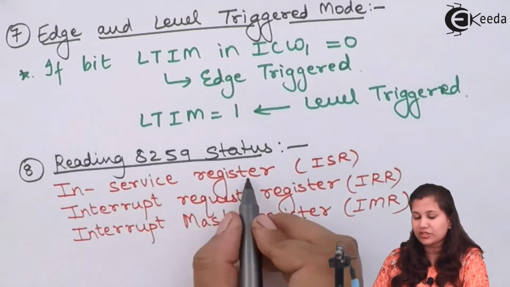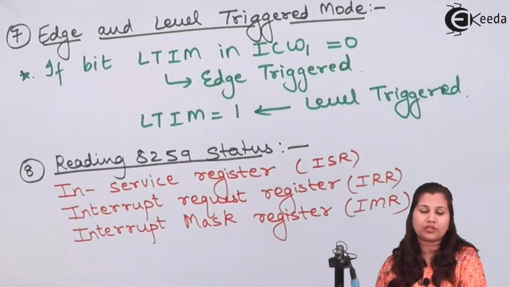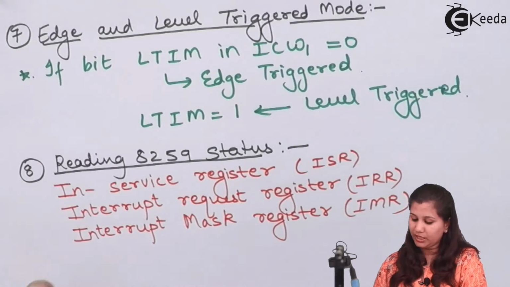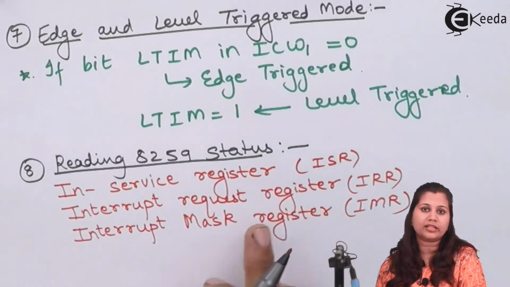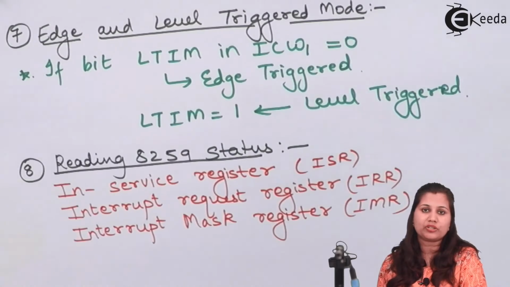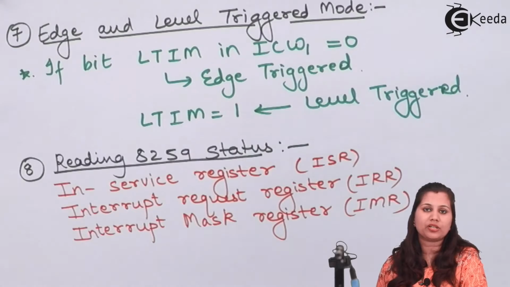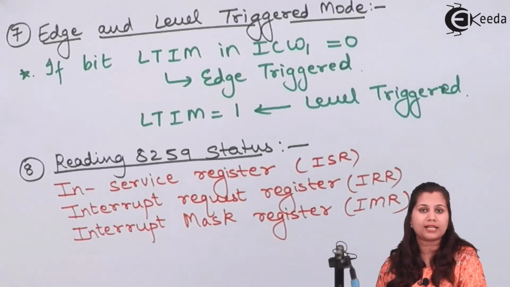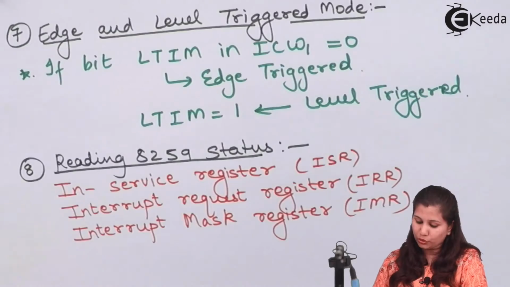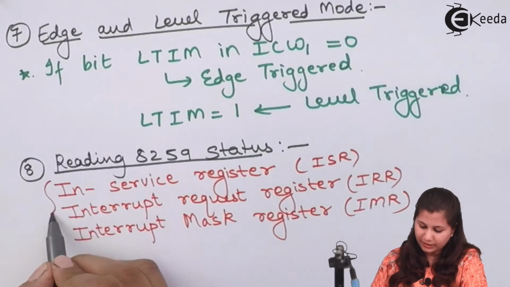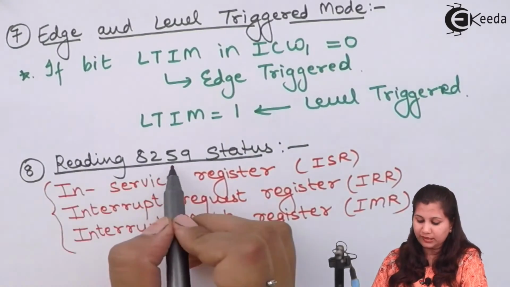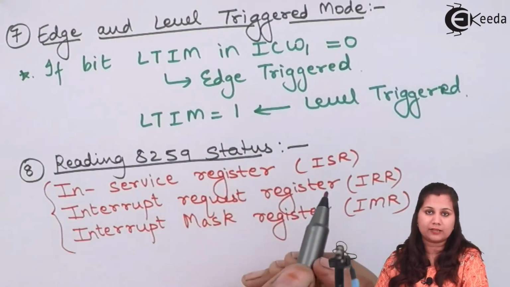So the in-service register stores the information about the interrupt which is currently being executed. Then the interrupt request register gives us information about which interrupt request has been generated. And the interrupt mask register gives us information about the status of the interrupt requests which are masked and which are unmasked. So these 3 registers can be read using this reading 8259 status mode.